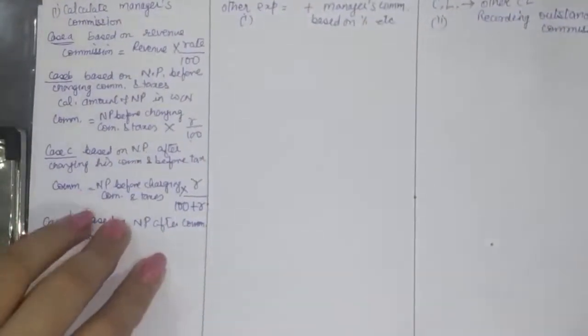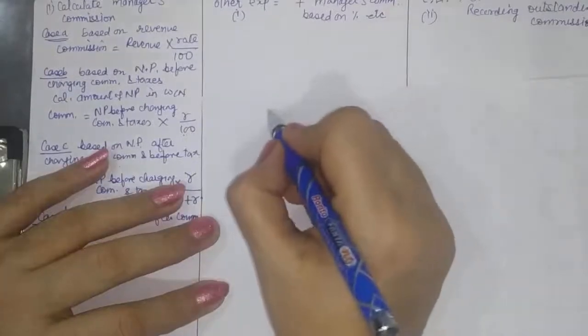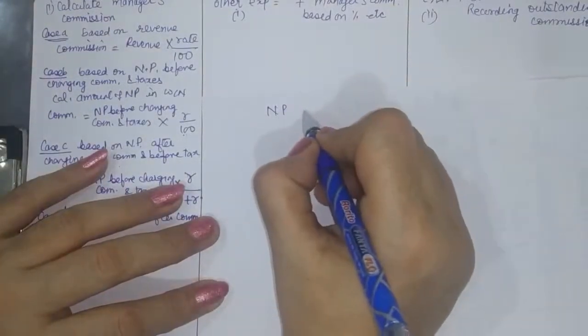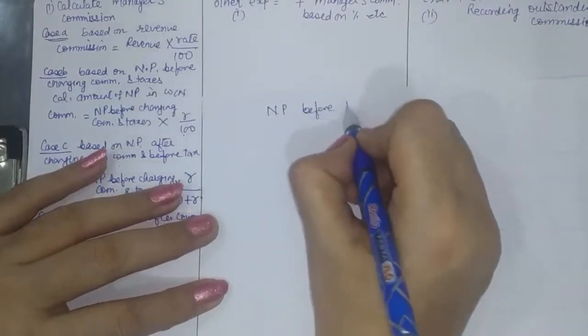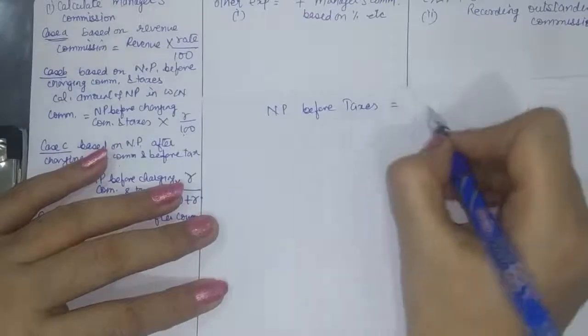Just understand it here. Now suppose net profit of the company before taxes is 100 rupees.